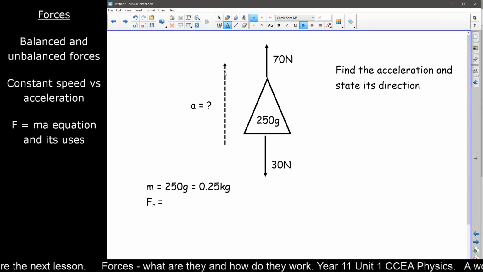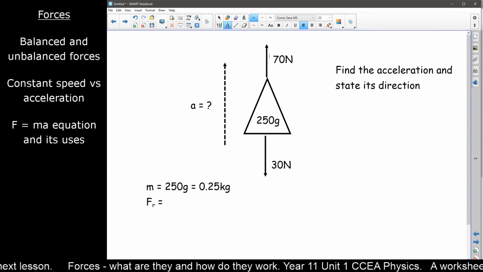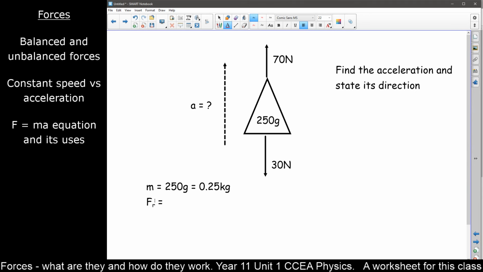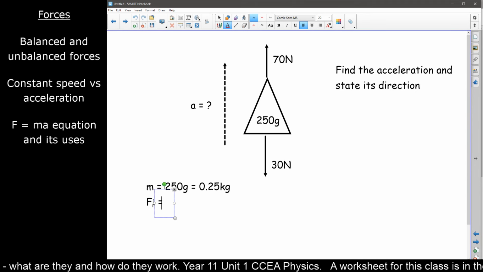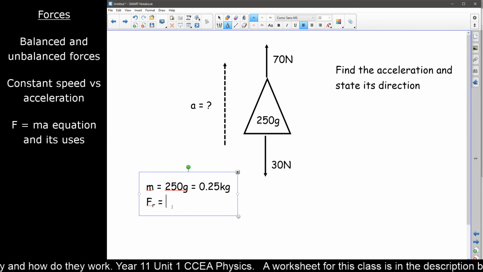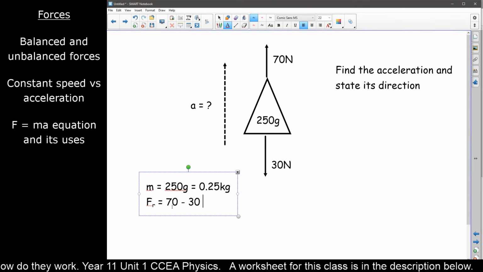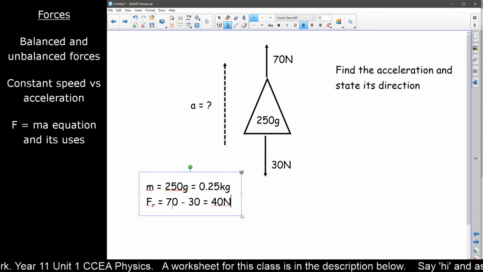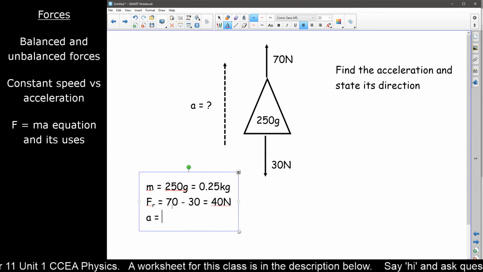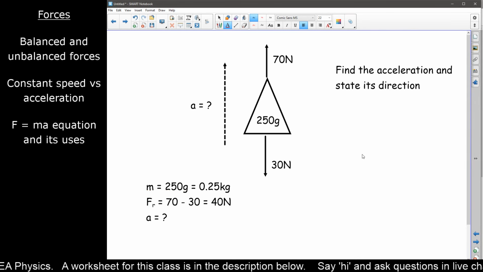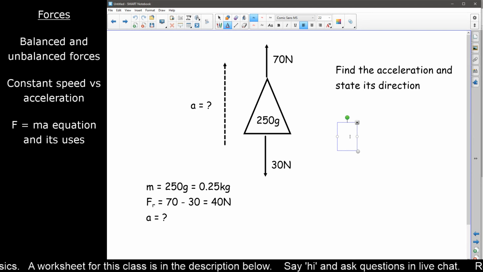Since we already sort of know that the direction's upwards, we're pretty much going to go with 70 take away 30, because nobody likes working with negative numbers if they don't have to. So we'll go this way. The resultant force is 70 take away 30, which is equal to 40, and that's in newtons, and we're happy with that. And we're being asked for the acceleration. The acceleration is unknown.